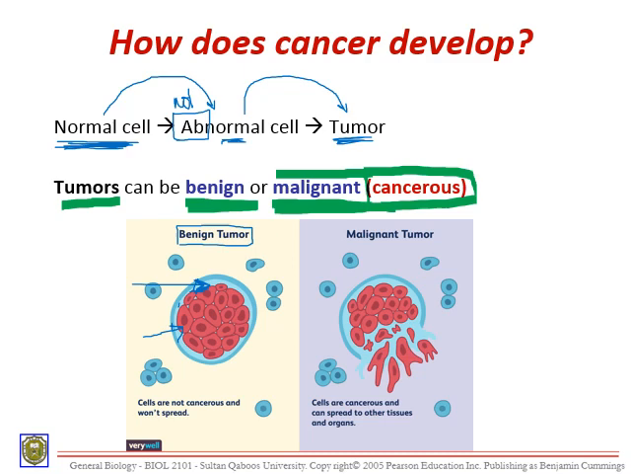However, if there is a malignant tumor, which is cancer, why is it dangerous? Because the cells have the ability to spread to other tissues and organs. Notice here, it is spreading. It is not staying in one area. It's spreading to other regions, other tissues, other organs. And that's why we call it malignant or cancerous.